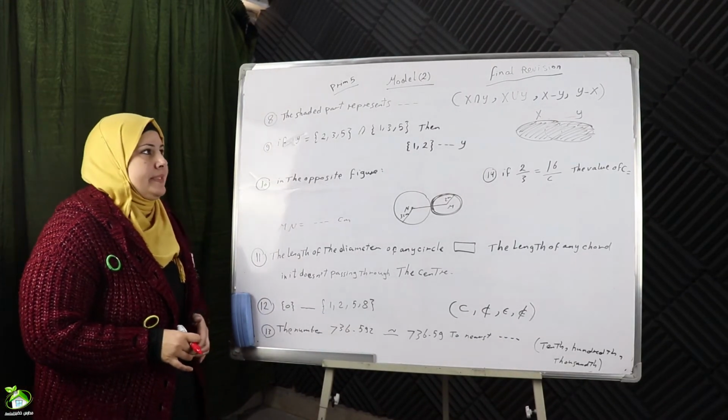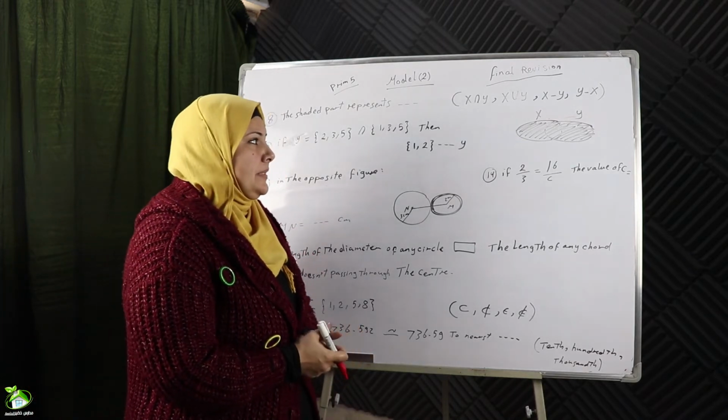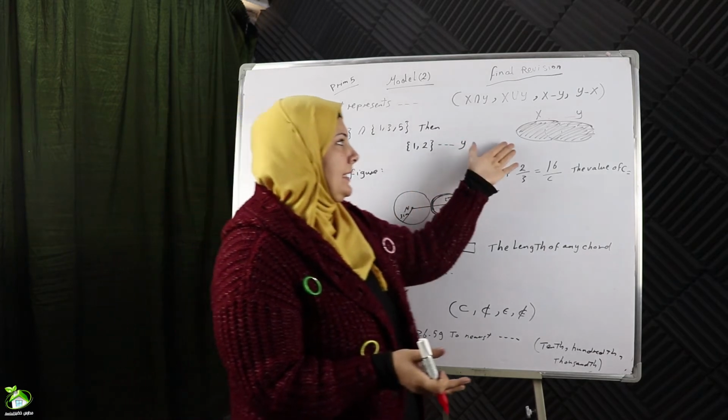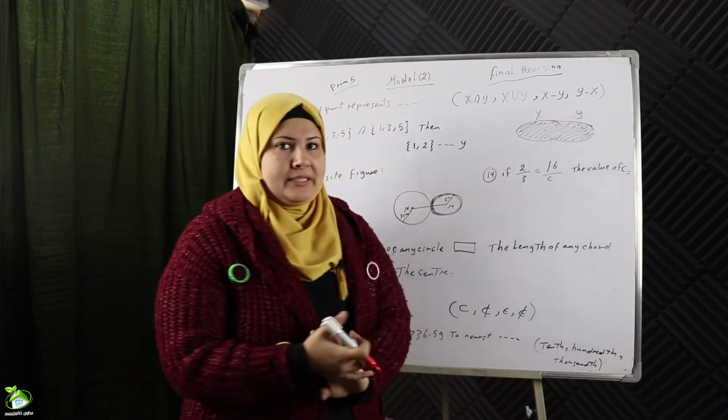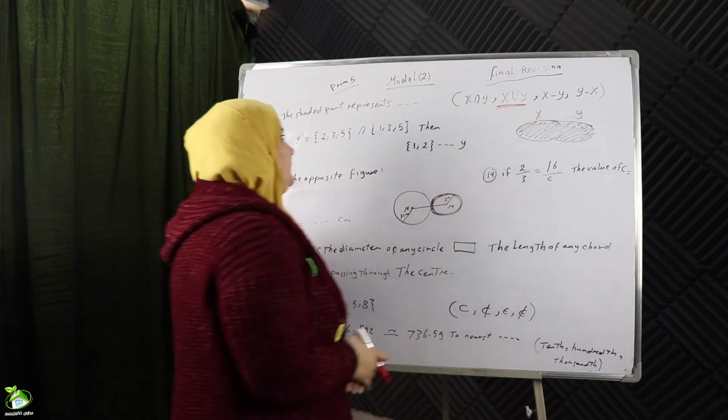Number 8, the shaded part represent. We know that the shaded part represents all elements in X and Y. So its shaded part represents the union between X and Y.